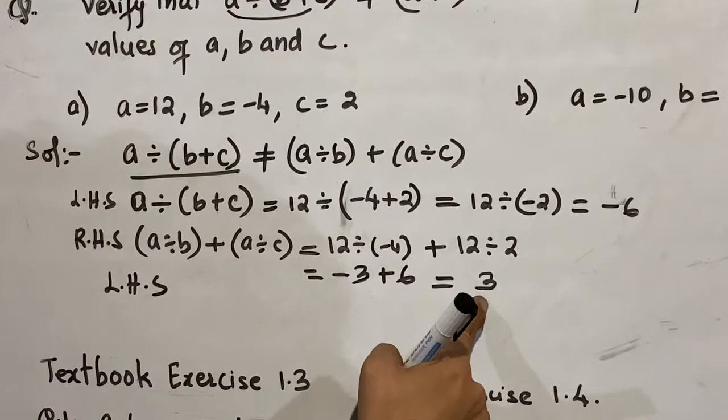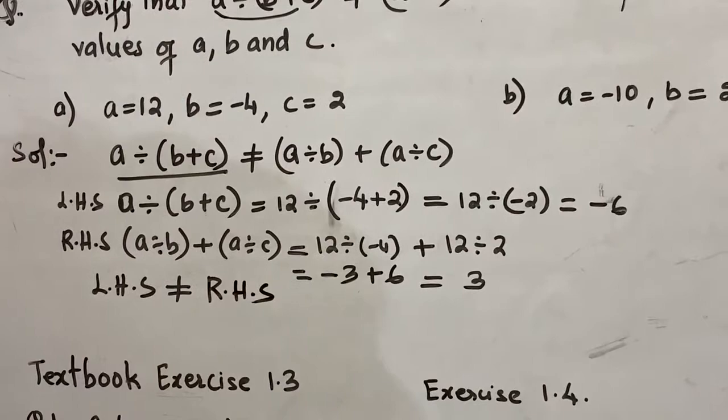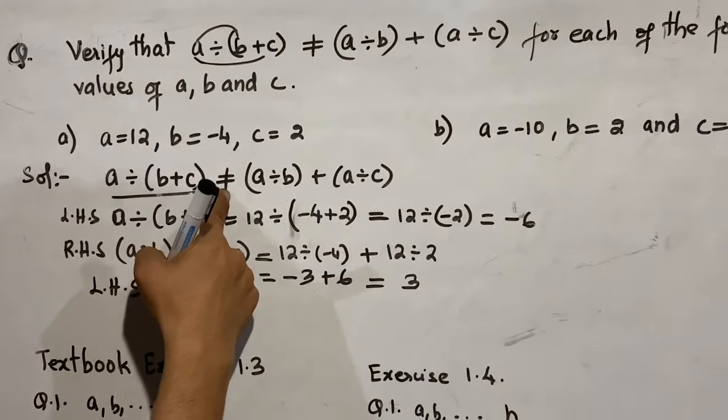Left hand side is not equal to right hand side. So A divided by B plus C is not equal to A divided by B plus A divided by C. This is how we verify this.